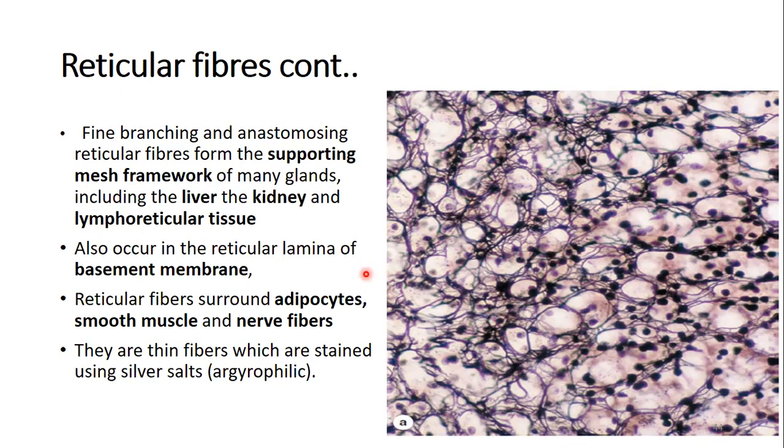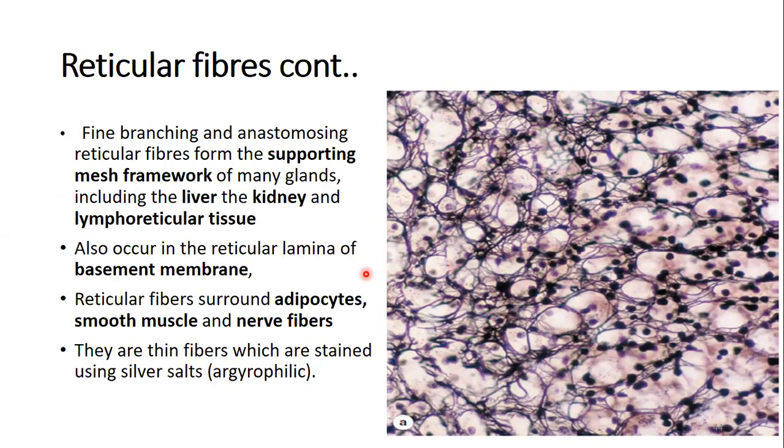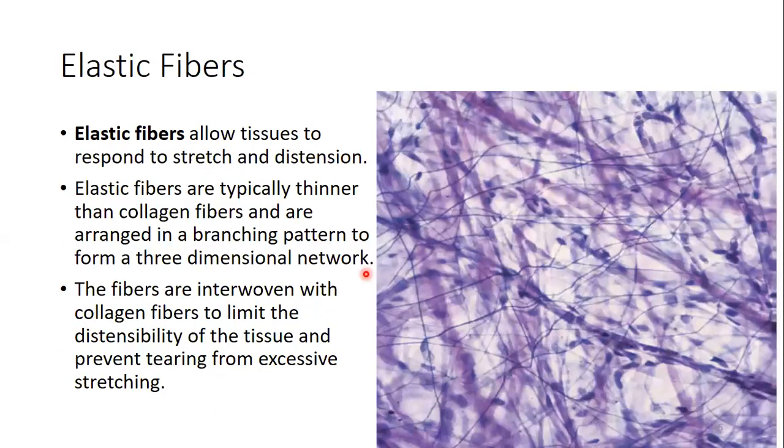Which cells are producing these fibers? It's still fibroblasts. The last but not the least is elastic fiber. Now, the difference between elastic fibers and reticular fibers is this. Reticular fibers form a meshwork, but elastic fiber forms branches. If you follow these small strands, these are reticular fibers. The larger ones we are seeing in the background there is collagen. That is collagen, the largest.